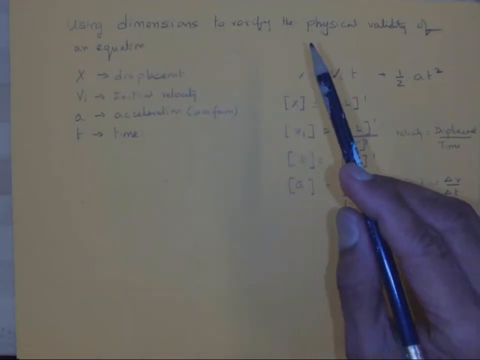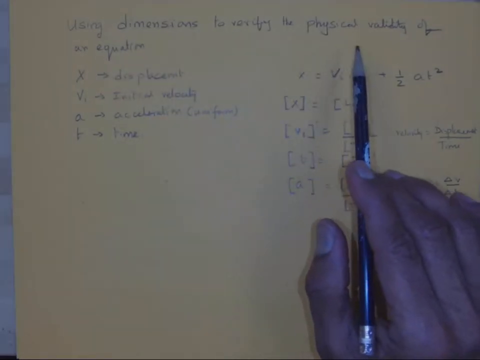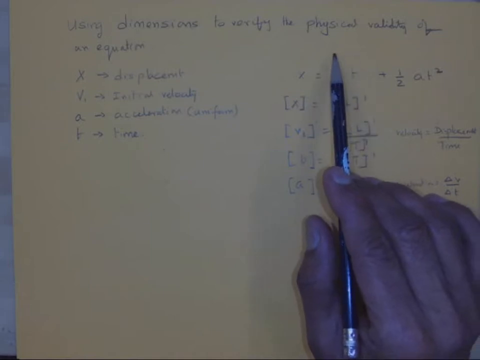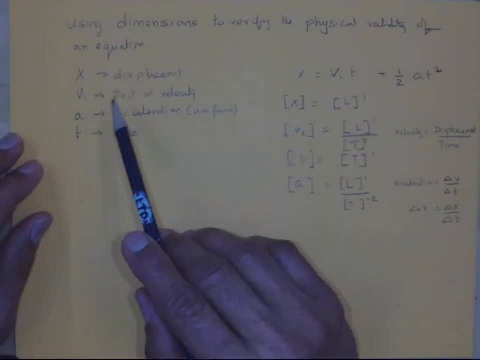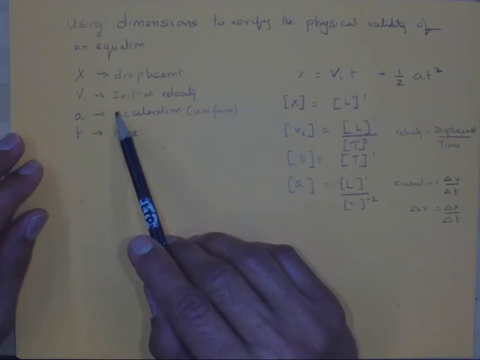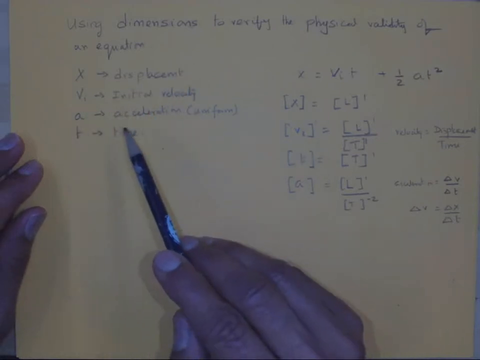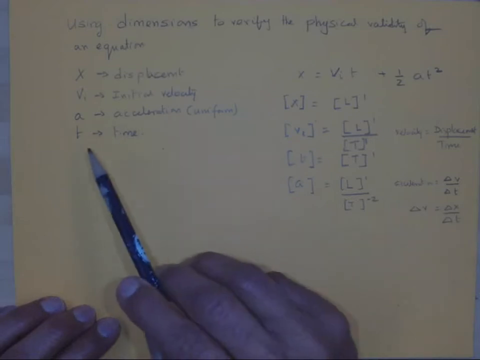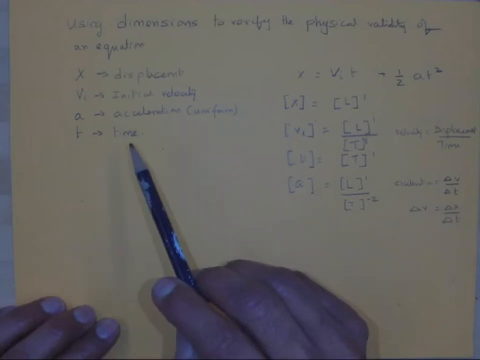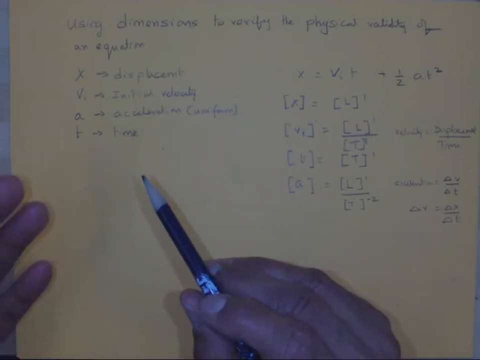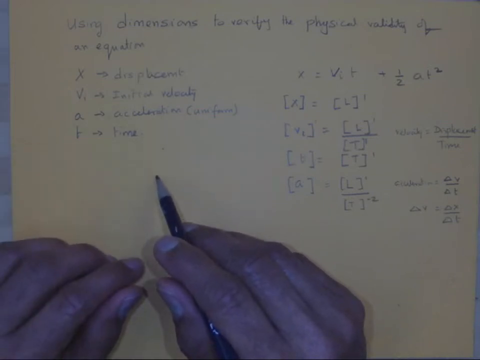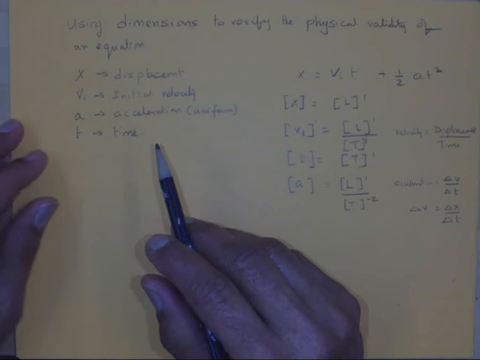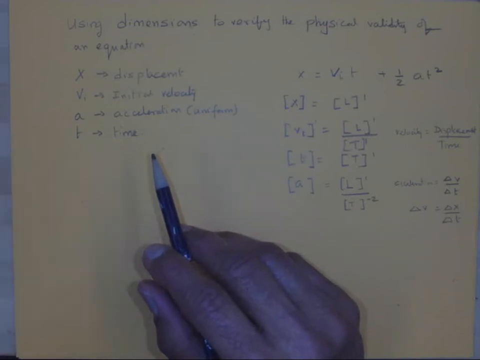How can we use dimensions to verify the physical validity of an equation? Now let's take the quantities x, which means displacement, v sub I, which means initial velocity, a uniform acceleration, and t, the time taken for the object to travel with an acceleration a, starting with the initial velocity v sub I, and making a displacement x.